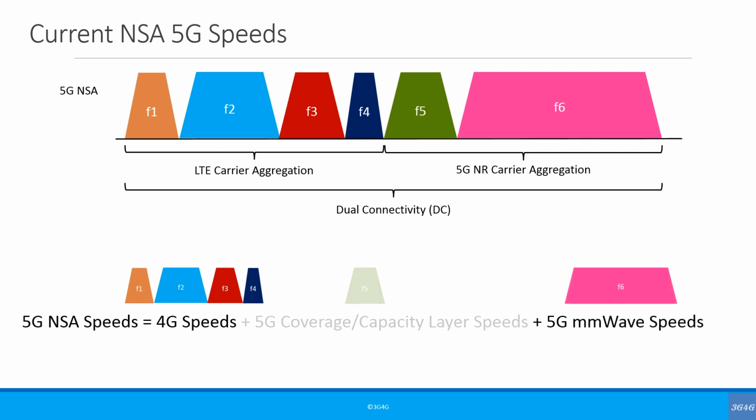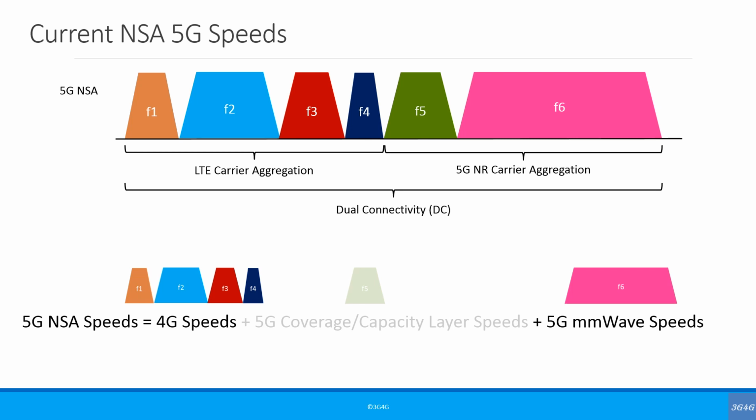And the same thing happens, especially for operators who probably do not have a capacity layer or coverage layer spectrum, but only have a millimeter wave spectrum. It becomes very tricky for them, right? Because you can show great speeds when you get 5G, but your 5G is not available everywhere.